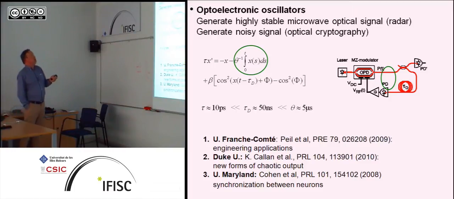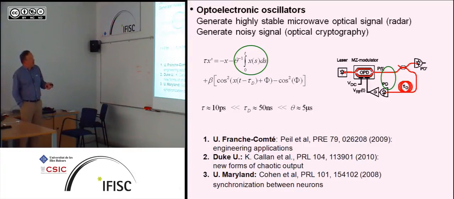Typically, people use this for getting highly stable microwave optical signals. No doubt that the army is interested in that. But they can also, for a different regime of parameters, create very noisy signals, for example, for cryptographic purposes. Okay.